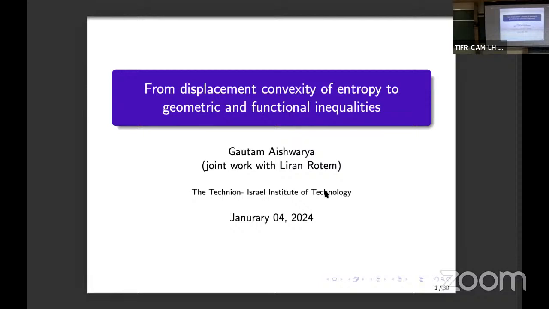Okay, so welcome back, everybody. We're happy to have Gautam Aishwarya from the Technion, and he'll be speaking about displacement convexity. Talk about displacement convexity of entropy to some geometric and functional inequalities.